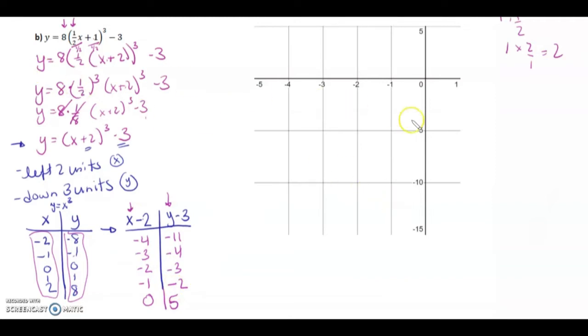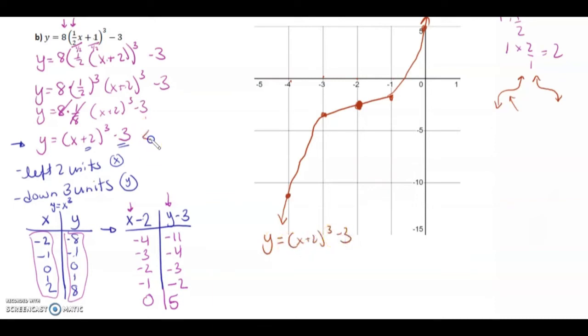Okay, and now we're just going to graph. So (-4, -11), (-3, -4), (-2, -3), (-1, -2), and (0, 5). Remember it's going to flatten out here in the middle, right? Because we know that our x cubed looks like this, very elongated. Then just label the graph, and you can label it with either function, this one down here or the original, because they are equivalent.